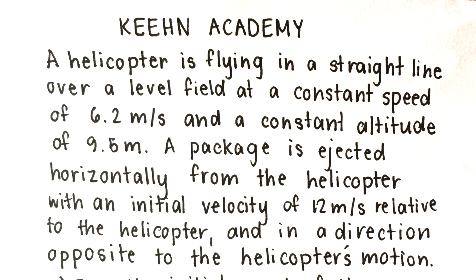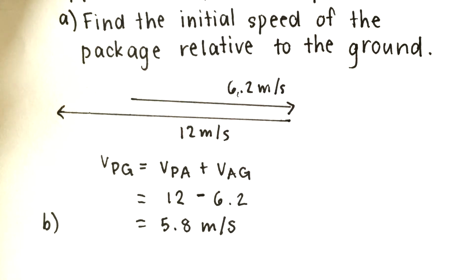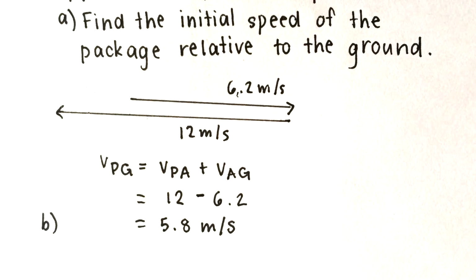In this question, we're posed the following scenario. A helicopter is flying in a straight line over a level field at a constant speed of 6.2 meters per second and a constant altitude of 9.5 meters. A package is ejected horizontally from the helicopter with an initial velocity of 12 meters per second relative to the helicopter and in a direction opposite to the helicopter's motion. The first part of the question asks us to find the initial speed of the package relative to the ground.